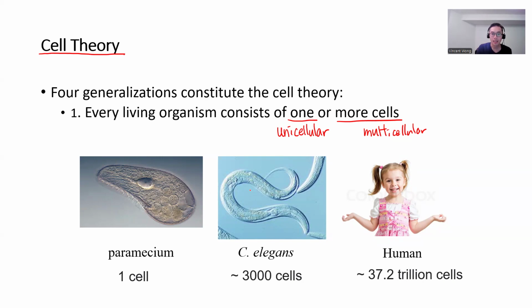Okay? This here is called C. elegans. It's like a type of worm, microscopic worm, worm-like organism, and it's about 3,000 cells. Right? This is what people call a model organism.